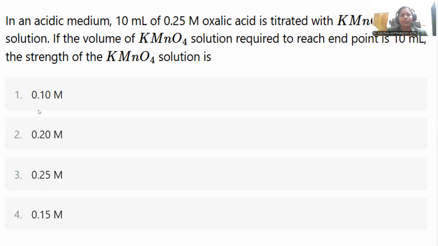This is the way the calculation is accomplished by using the equivalent formula N1 M1 V1 is equal to N2 M2 V2. That formula is very essential if we are going with the titration process. It is volumetric analysis. Hope you understood the concept.